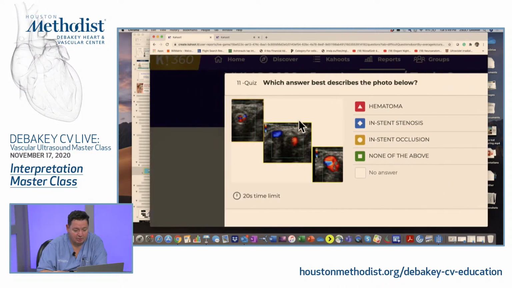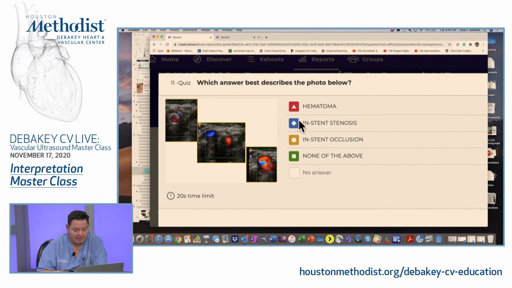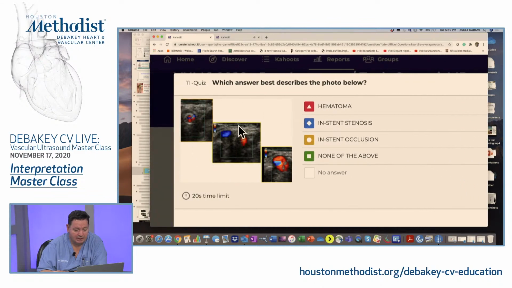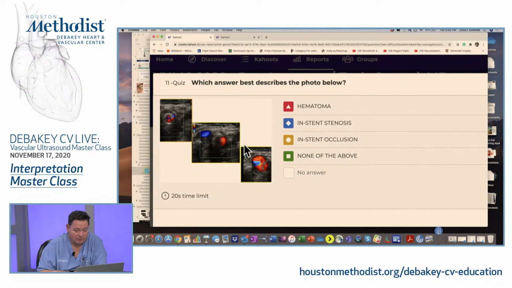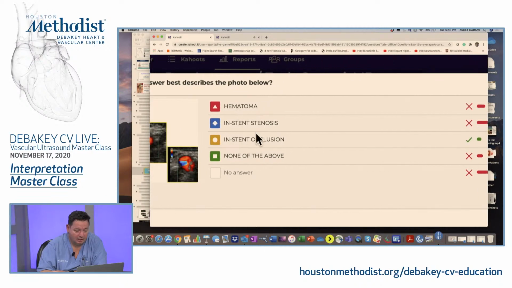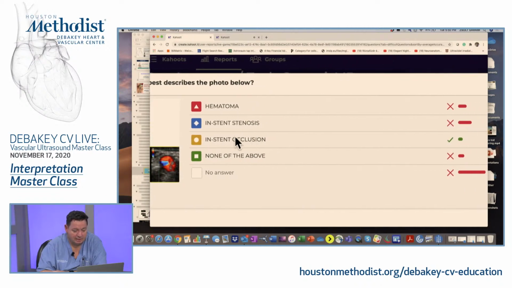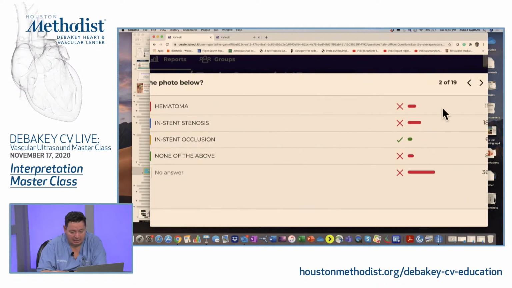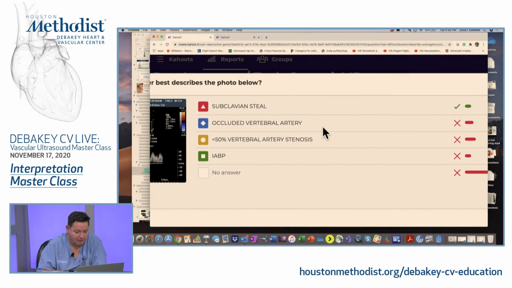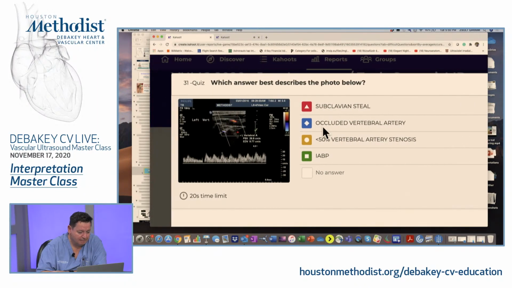The second question, I have to say, these are again not easy. You see the stent, and outside the stent you see a little bit of flow, and then you see no flow inside the stent, just outside. So this is not a hematoma, not in-stent stenosis, but in-stent occlusion. And again, these are not easy cases, so we can definitely play this game some other time when we're advertising a little bit more.